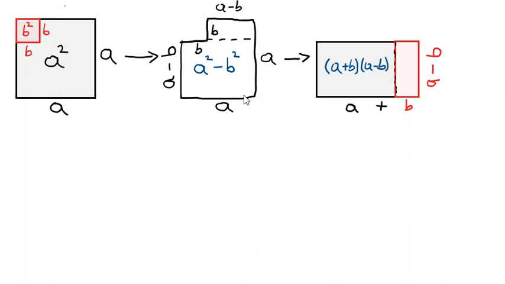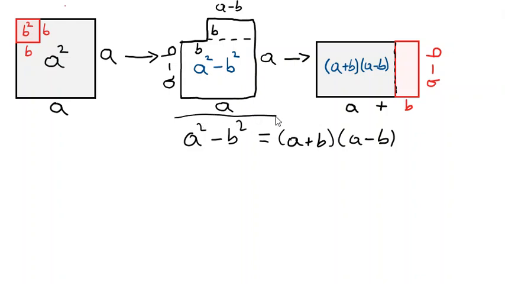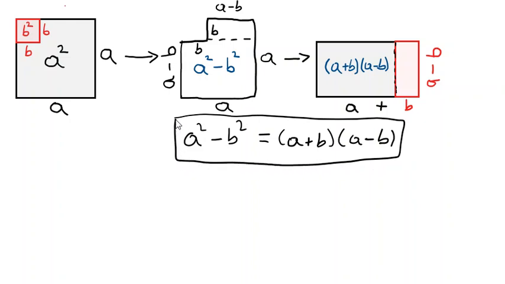So now we see that A squared minus B squared, as we have up here, is equivalent to A plus B times A minus B. So we get a new formula. I'm going to box it in because we're going to use it. We see the geometrical representation, and we also see the algebraic identity here, and that's what we're going to use.